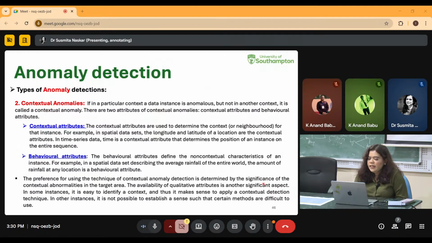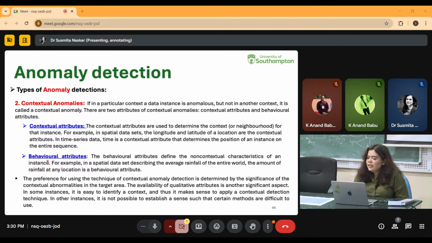For instance, the spatial data set, if they are longitudinal or latitudinal, will provide the location context. And then there is another type, which is the behavioral attributes. So this is all coming under contextual anomalies. There are two types: one is the contextual attributes, another one is the behavioral attributes.